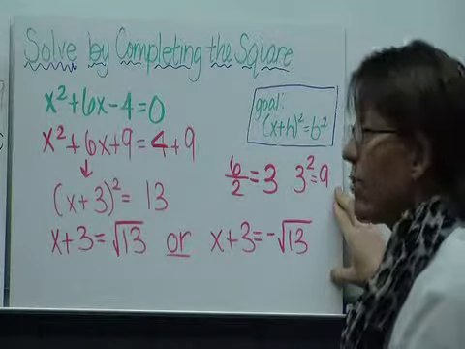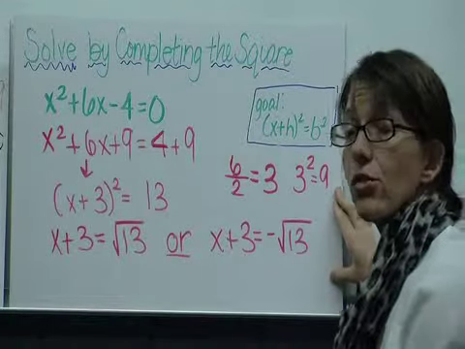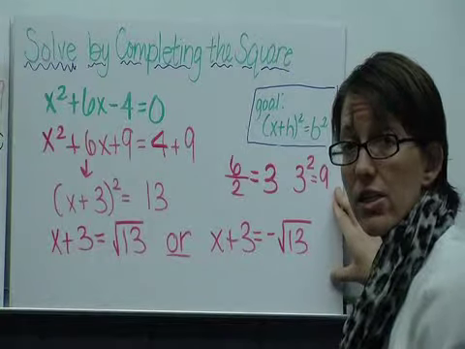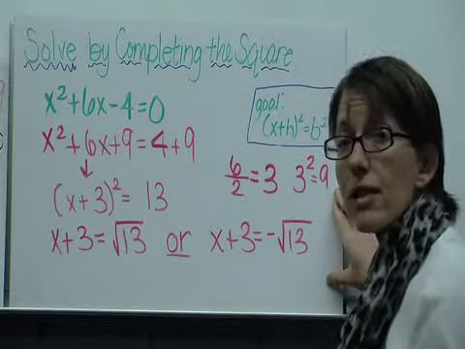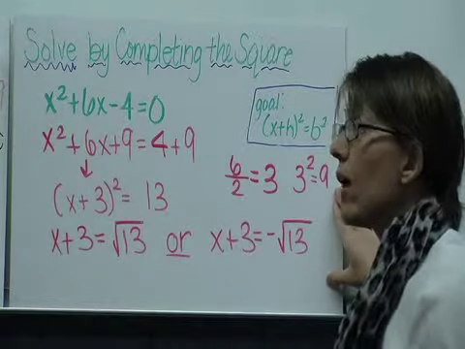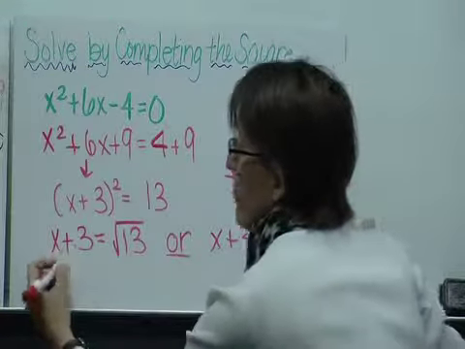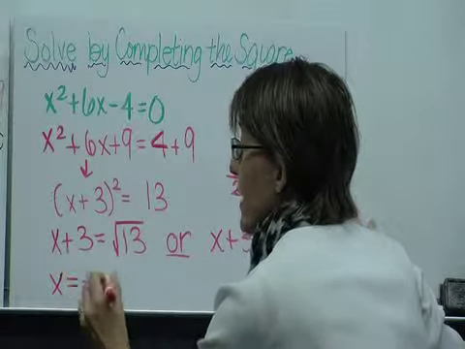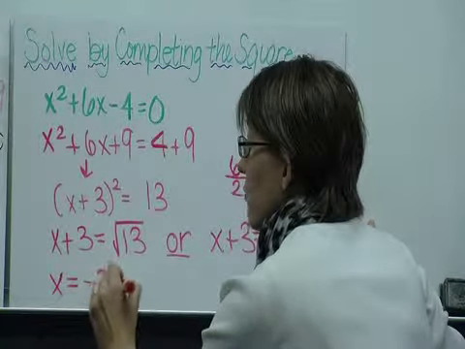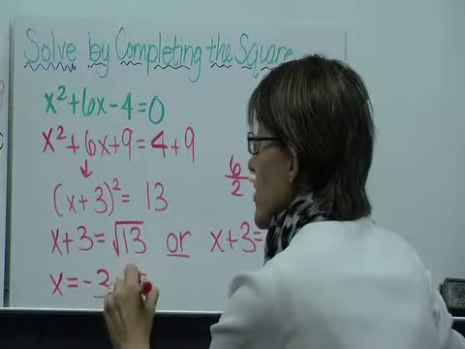Now this is the step that many people forget. I don't really care what x plus 3 is equal to because we're solving for x. So please don't forget that last step of subtracting 3 on both sides. This is going to give me my final answer. X equals negative 3 plus the square root of 13.